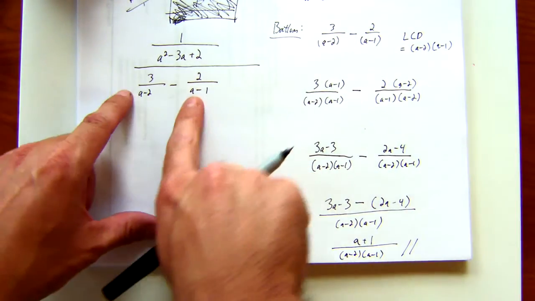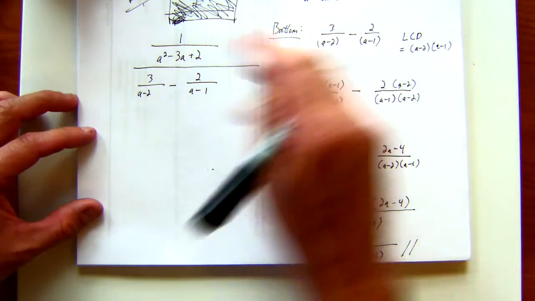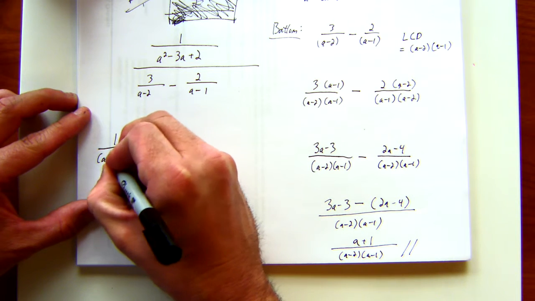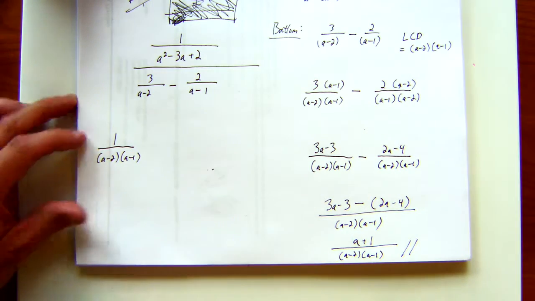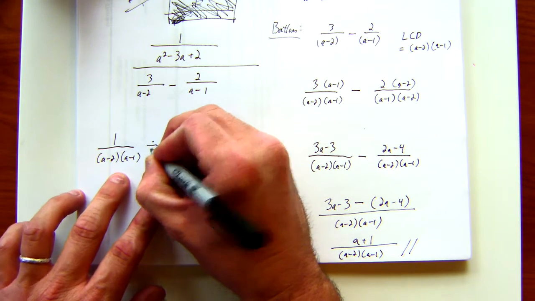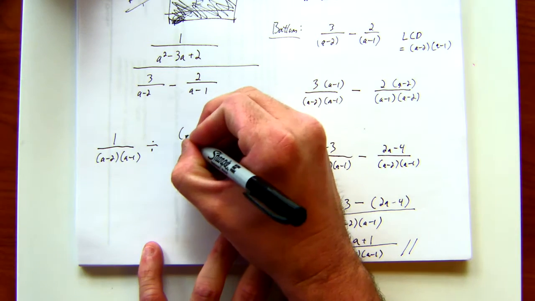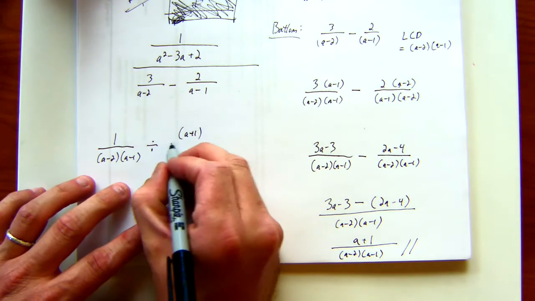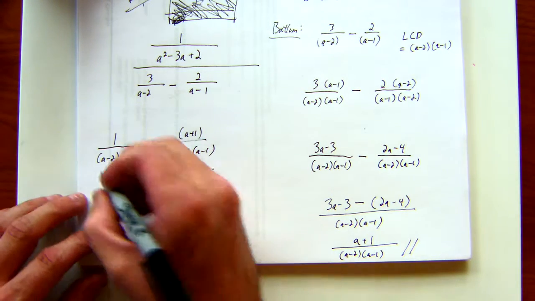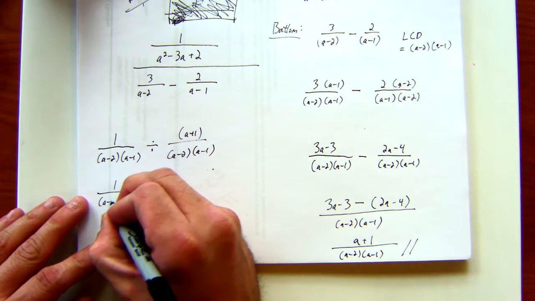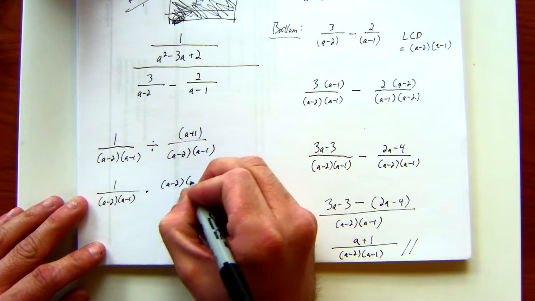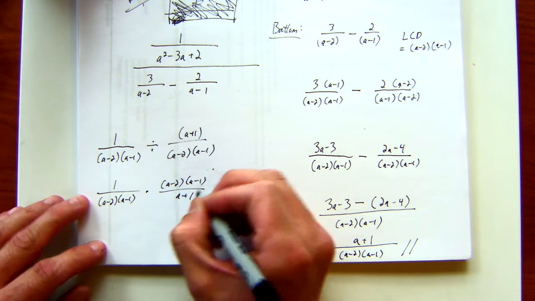Now to continue going back to the original problem, I want to do the top divided by the bottom. 1 over a minus 2 times a minus 1. Here I'm going to go ahead and take the extra step and we'll divide by this guy. A plus 1 over a minus 2 times a minus 1. Now I want to rewrite it as a multiplication problem. Times a minus 2 times a minus 1 all over a plus 1.